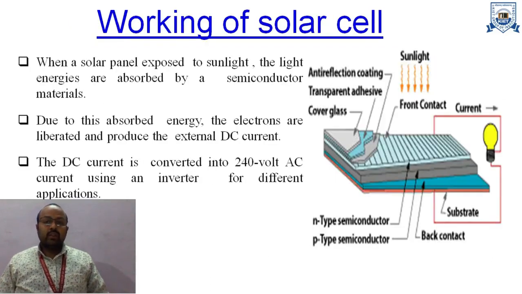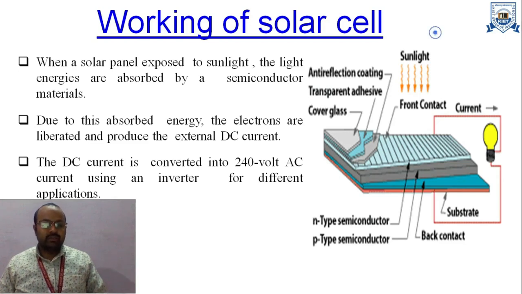Now, working of the solar cell. The solar panel is exposed to sunlight and the light energy is absorbed by the semiconductor material. Due to the absorbed light energy, electrons are liberated to produce external DC current. We do not use the DC current directly, so the DC current is converted into 240 volt AC current using an inverter for different applications.